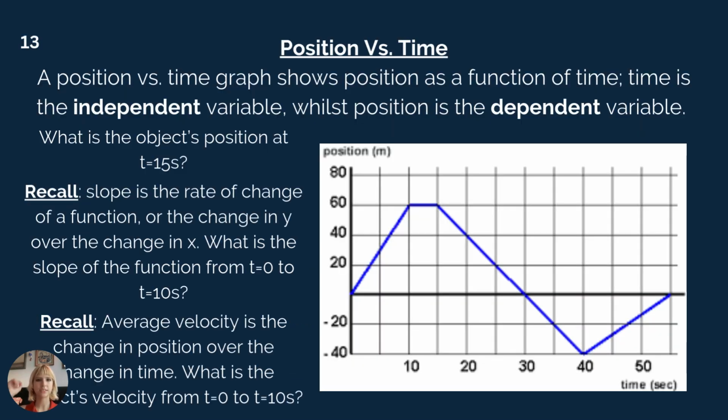For our position versus time graph, it shows position as a function of time. This means that time is the independent variable. It's on the x-axis, while position is the dependent variable. It's on the y-axis. So the object's position at t equals 15. Go ahead and pause the video, look at these questions, see what conclusions you come to, and you can look at the answers in my video.